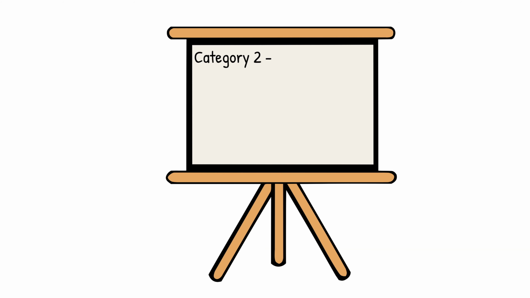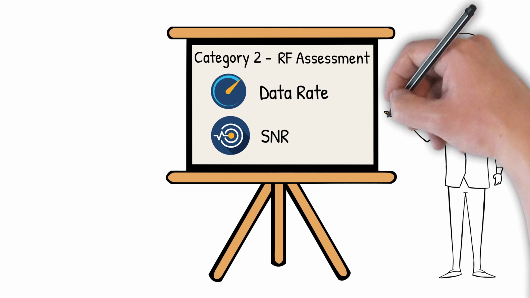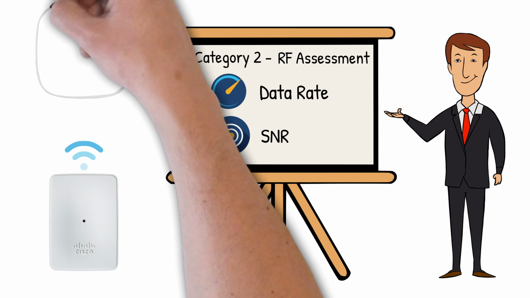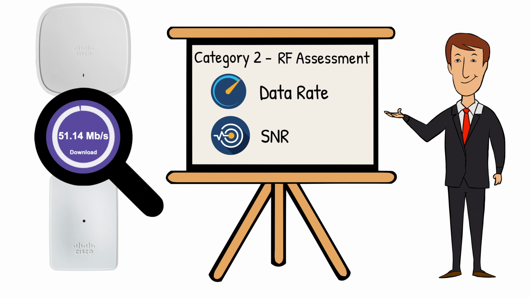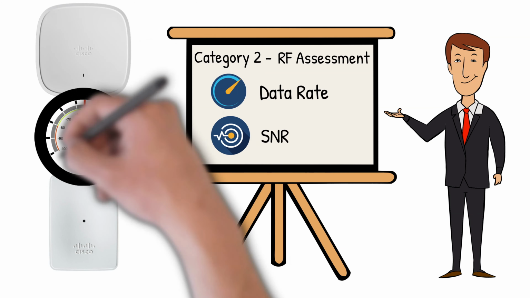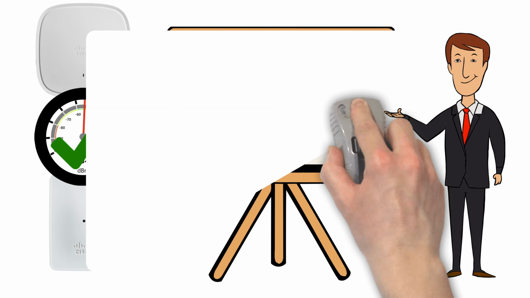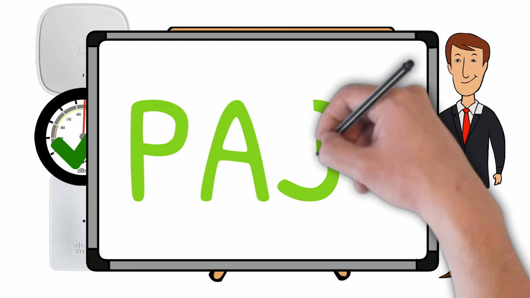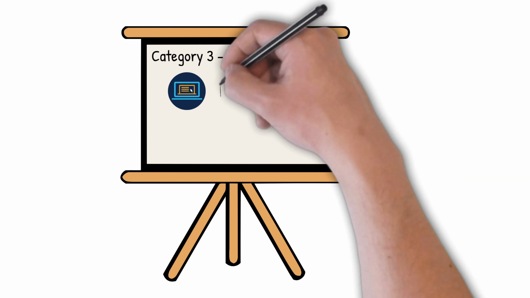For the second category of tests, we have RF assessment, in which we have a data rate and an SNR test. During these 2 tests, the sensor will be analyzing the data rates established with your wireless network, as well as the signal-to-noise ratio of your RF environment. The purpose of these 2 tests is to ensure that the environment in which your APs are serving clients is up to optimal standards. If the sensor determines that there are no outliers in the data, the tests are considered a pass.